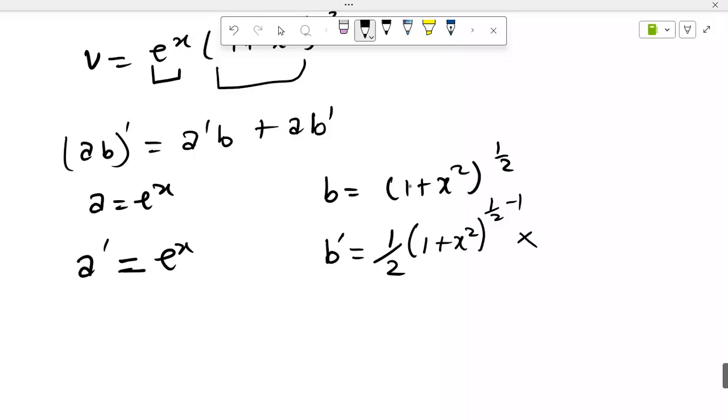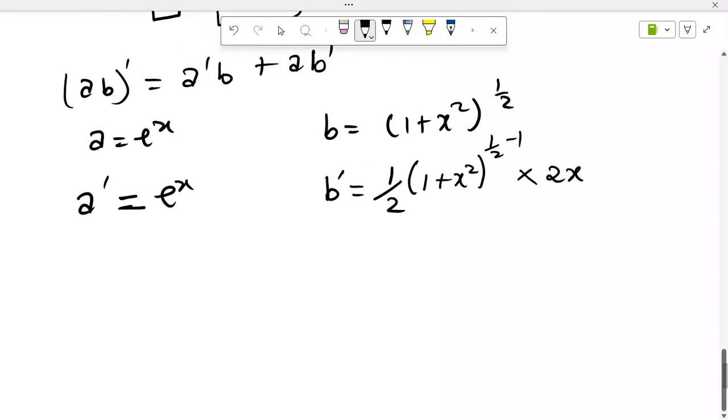So differentiating 1 is 0. Differentiating x to the power 2, we bring down the 2 and subtract the power by 1. Okay, so b prime is equal to 2x over 2, then you have (1 plus x squared) to the power half minus 1, negative half.